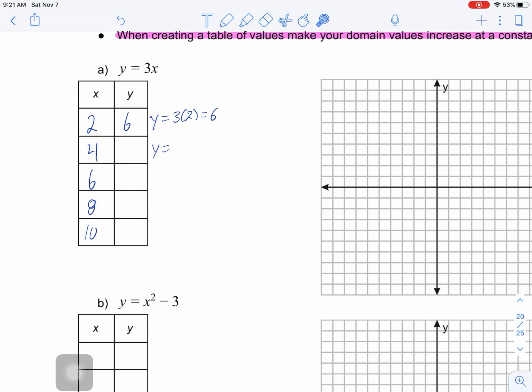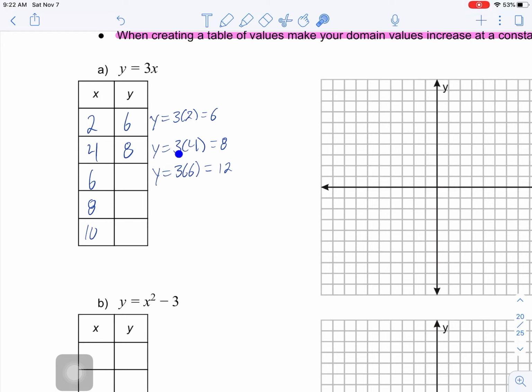And then we're going to just continue that. So when x is 4, 3 times 4. And what is 3 times 4? Well, 3 times 4 is 8. Okay. Now we've got to replace x with 6. So we will get y equals 3 times 6, and that's 12.